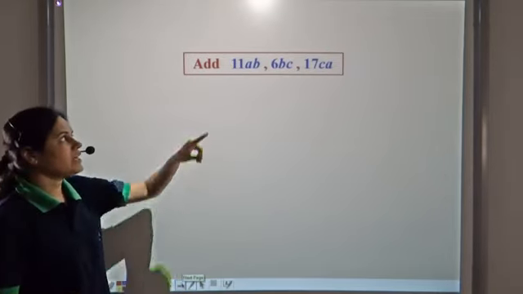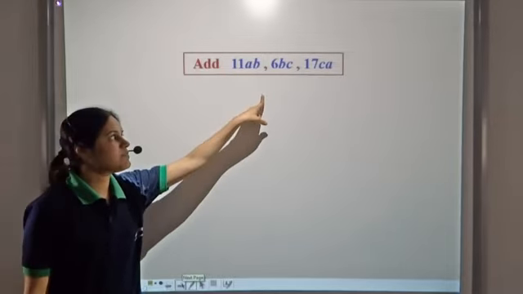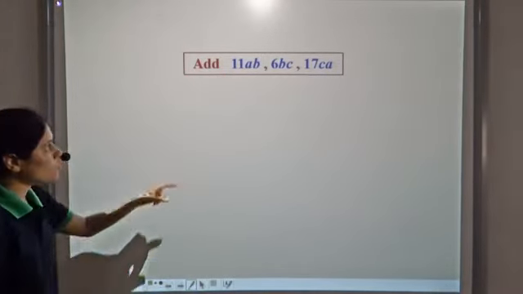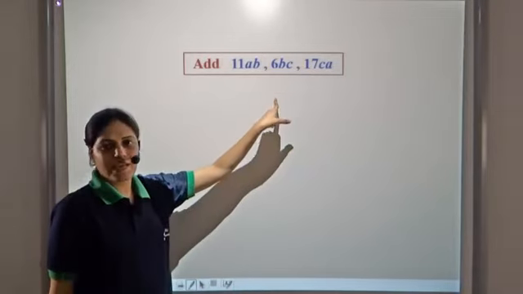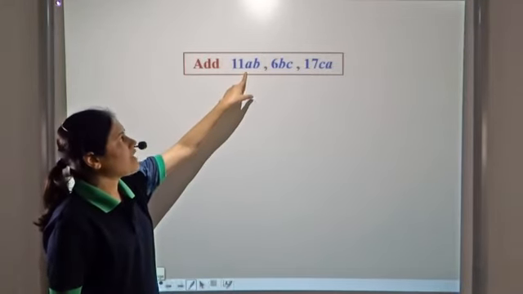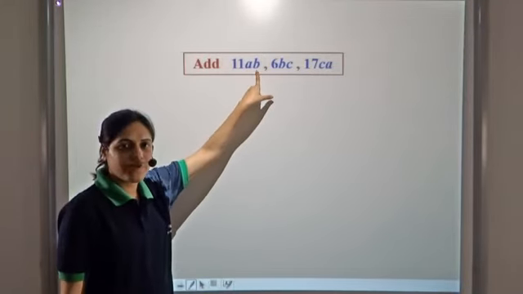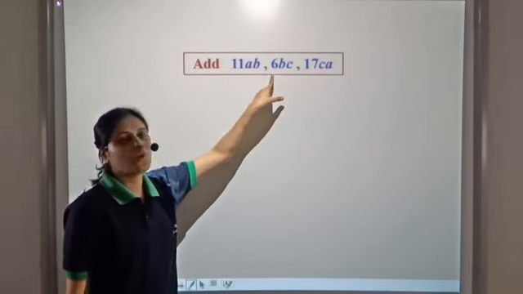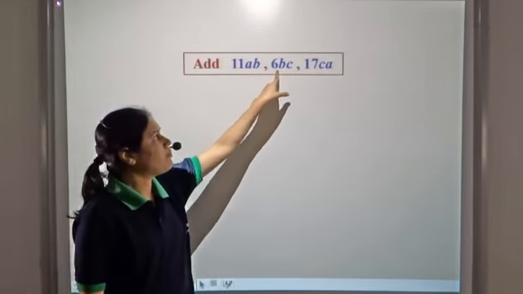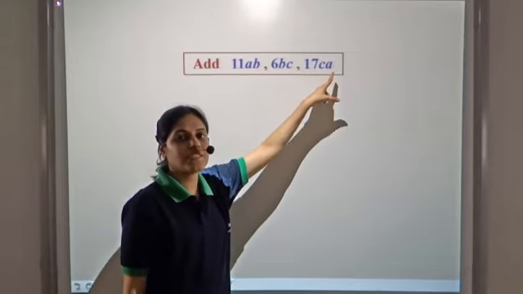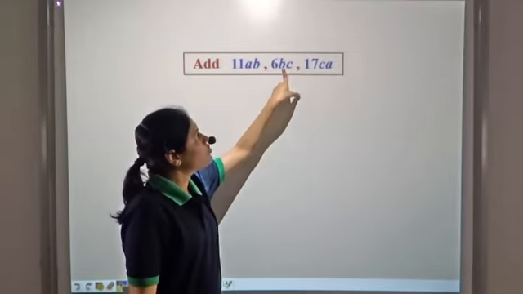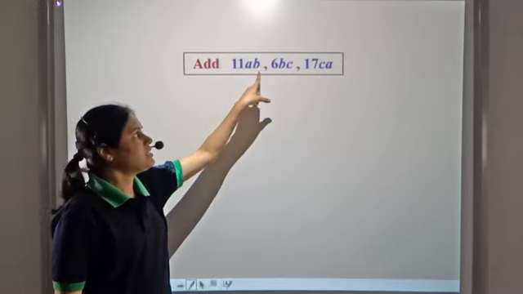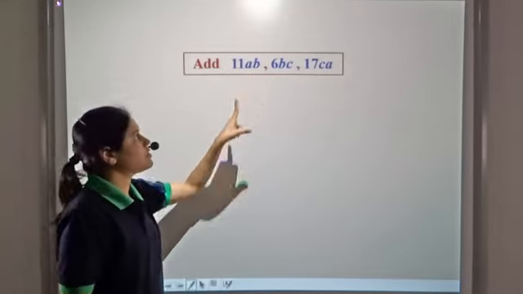Now we need to add 11ab, 6bc, 17ca. So is any of these a like term? Here we have a multiplied with b, b multiplied with c. So these two are not like terms. B multiplied with C and C multiplied with A. So these two are also not like terms. And even these are not like terms.